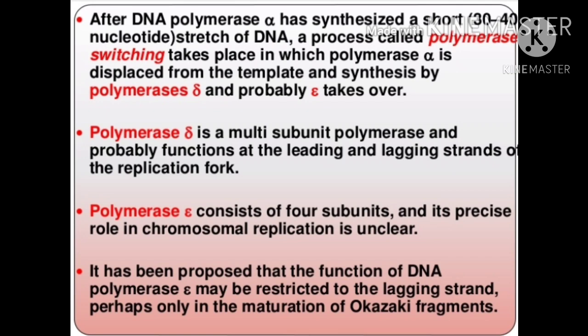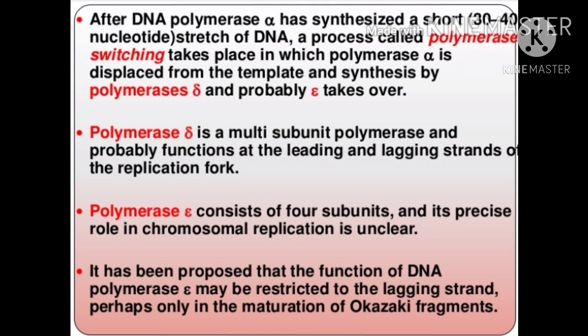After the activity of DNA polymerase alpha, you can see the activity of DNA polymerase delta as well as epsilon. What is the role of DNA polymerase delta? It is a multi-subunit polymerase and probably functions at the leading and lagging strands on the replication fork. Their main function is concentrated on the lagging and leading strands of the replication fork.